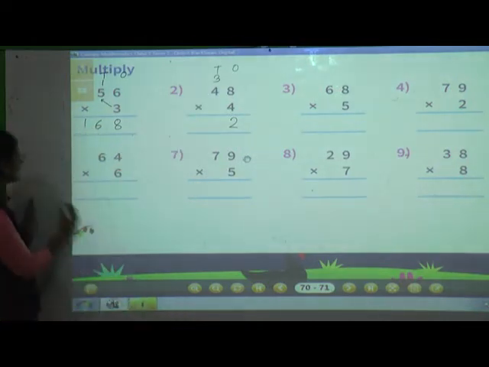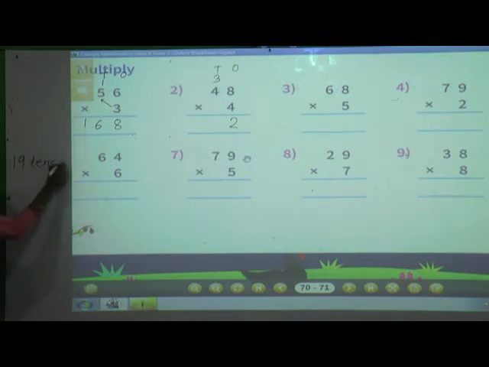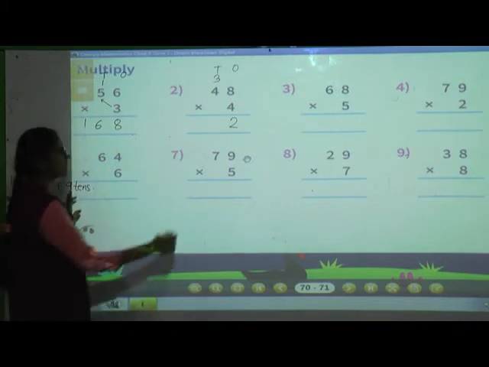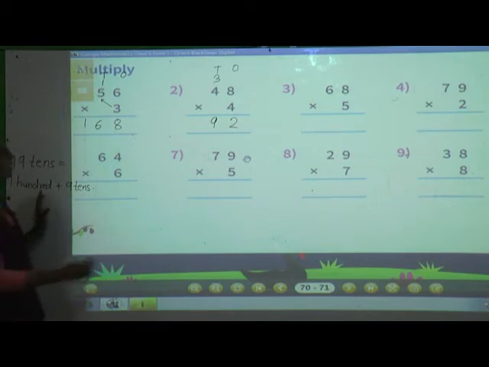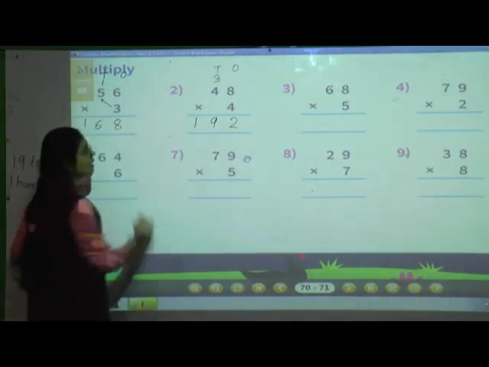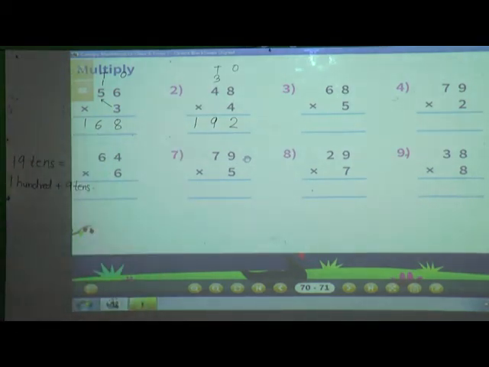Now 19 tens means 19 tens is equal to, yes, 1 hundred plus 9 tens, isn't it? So what we will do? We will write 9 at tens place and 1 at hundreds place. So 48 into 4 is equal to 192.